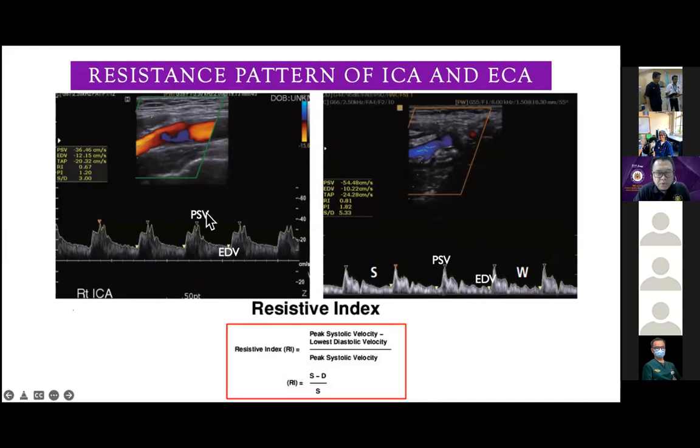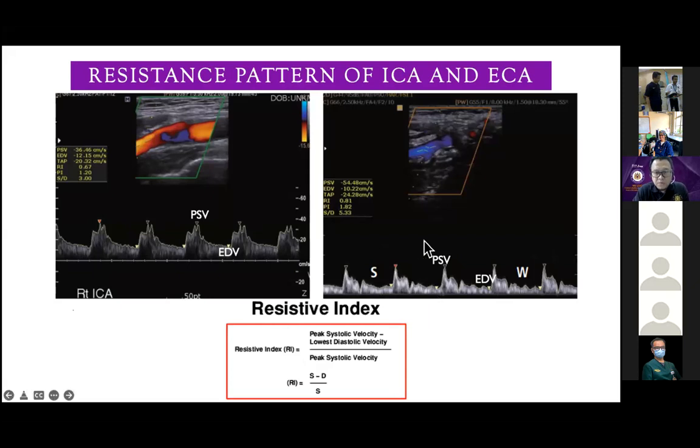So here, when we perform the spectral Doppler, what you can see here is the PSV and EDV. If we compare the ICA and the ECA, you can see the peak systolic velocity is lower compared to the ECA. But you see here the EDV, the end diastolic velocity, is higher compared to the EDV at the ECA. Because based on this formula, the resistive index, the diastolic velocity is very important. A higher EDV, when we calculate using this formula, means the RI will be less than one, so it indicates a low RI.